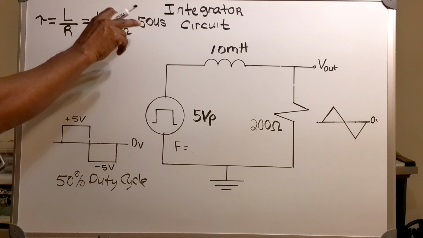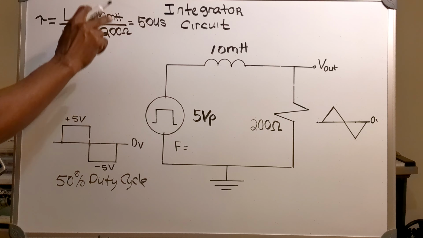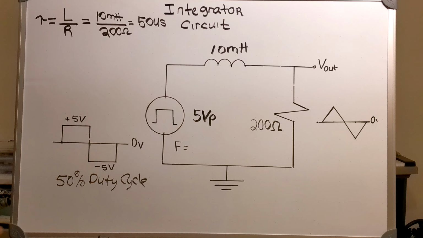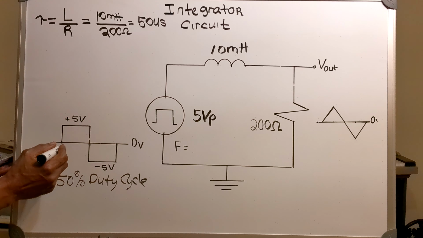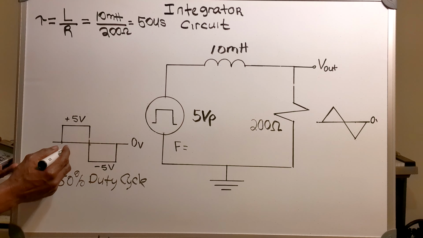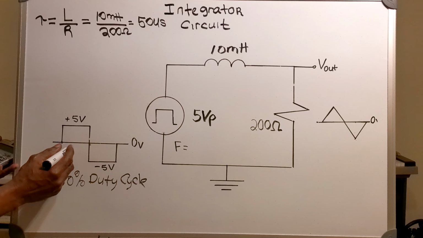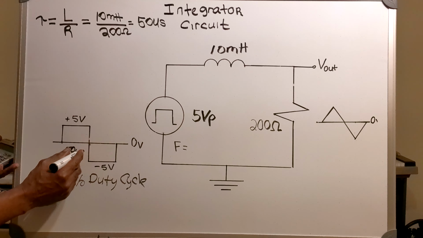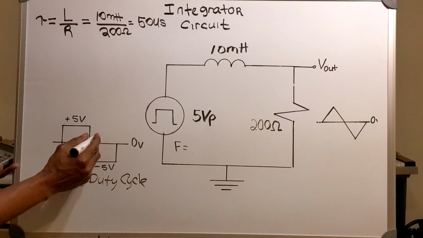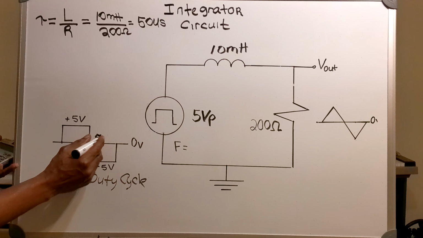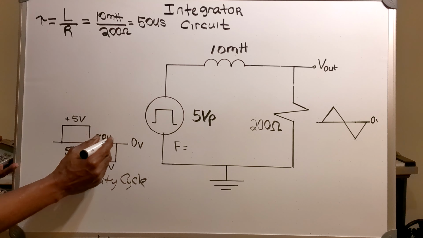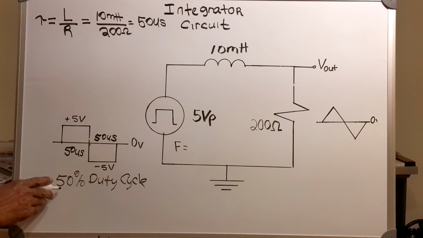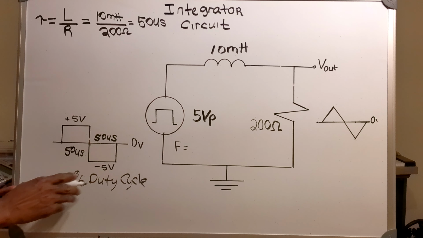Now I'm going to find my frequency based on my 50 microseconds. So on my input, my half cycle will be 50 microseconds. And I'm going to have 50 microseconds here. And that gives me a 50% duty cycle.